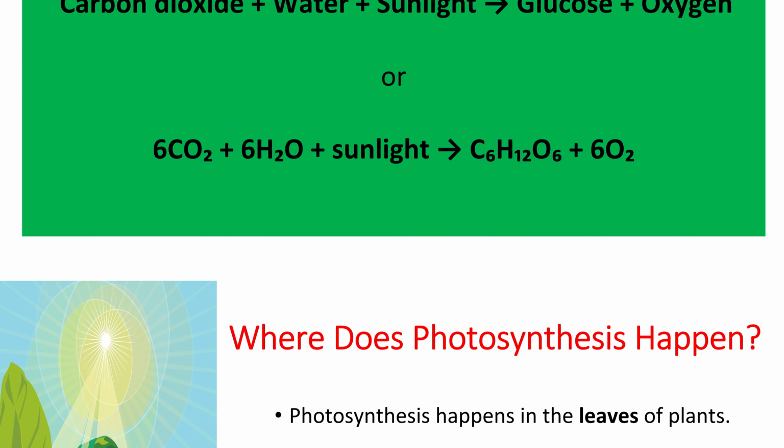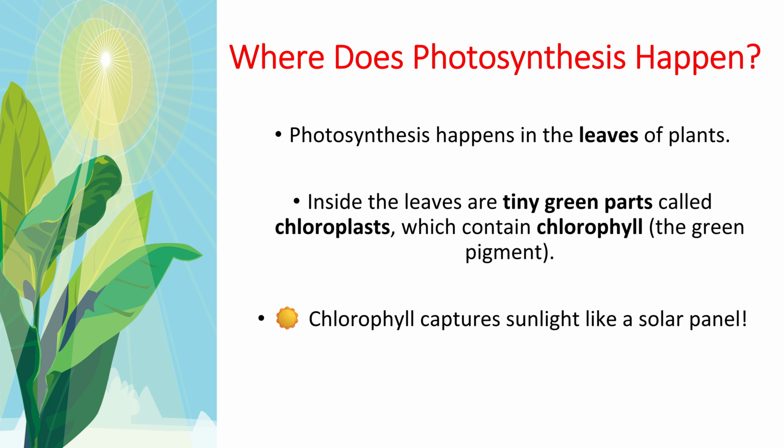Amazing, right? Photosynthesis happens inside plant cells, especially in a part called the chloroplast. Chloroplasts contain a green pigment called chlorophyll. That's what gives plants their green color. Chlorophyll absorbs sunlight and starts the photosynthesis process. Most of this happens in the leaves of the plant.